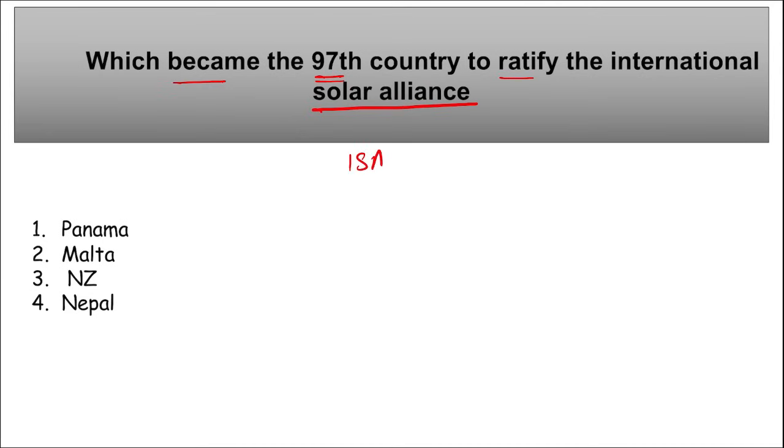Next, which became the 97th country to ratify International Solar Alliance? First of all, International Solar Alliance. This was a project launched in 2015, initiated by India and France. Headquarter of International Solar Alliance: Gurugram, Haryana.